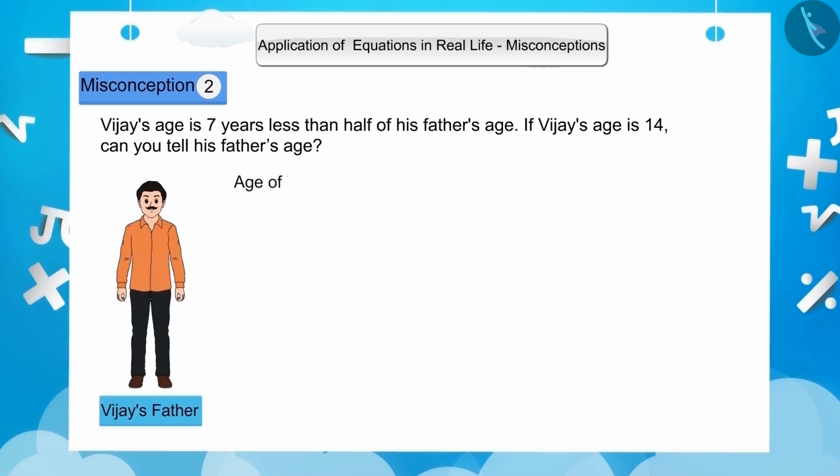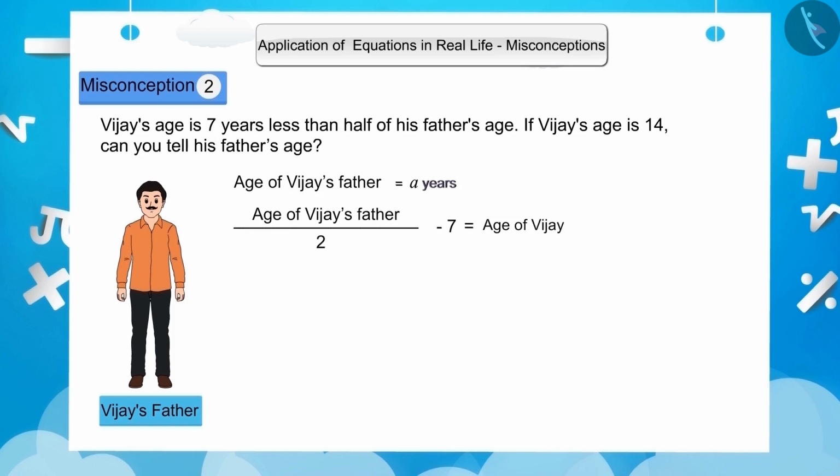Suppose Vijay's father's age is A years. Then our equation would be age of Vijay's father divided by 2 minus 7 is equal to age of Vijay. That is, A by 2 minus 7 is equal to 14. In order to find the age of Vijay's father, we have to solve this equation.